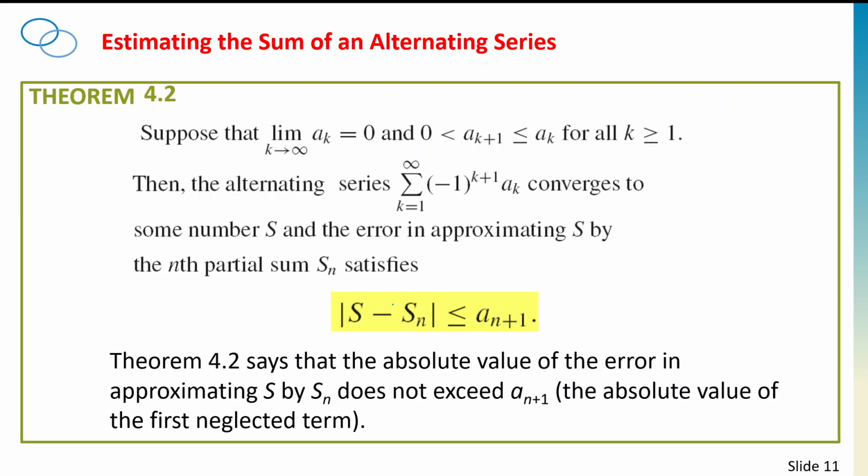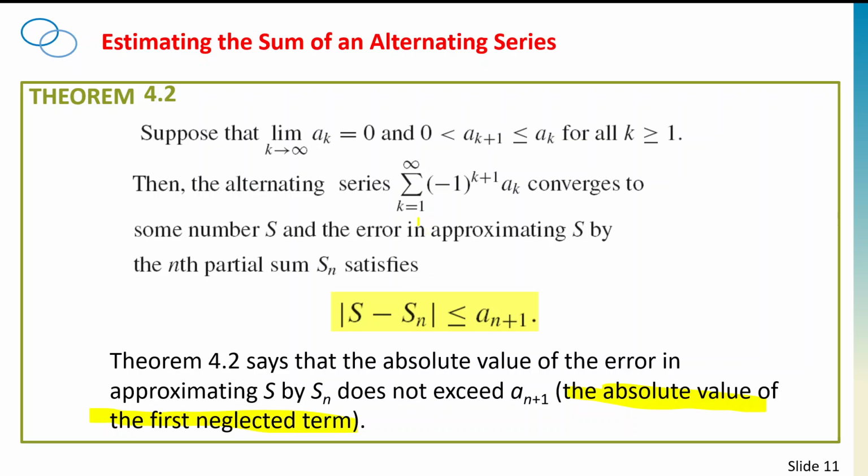It's just exactly as we did before. I need to find the summation only up to n terms. Okay, up to n terms. So the error will be the absolute value of s minus Sn. Always it should be less than the absolute value of the first neglected term.